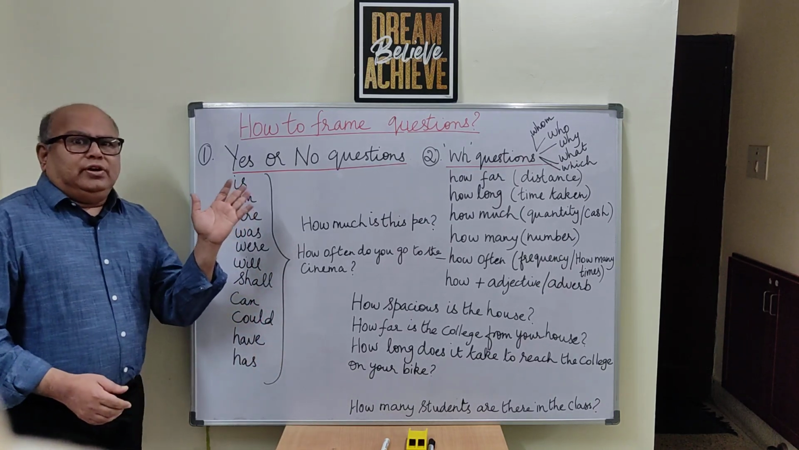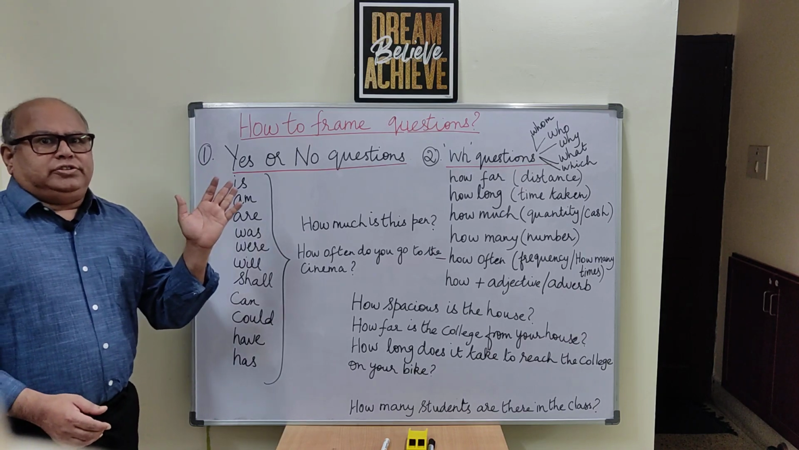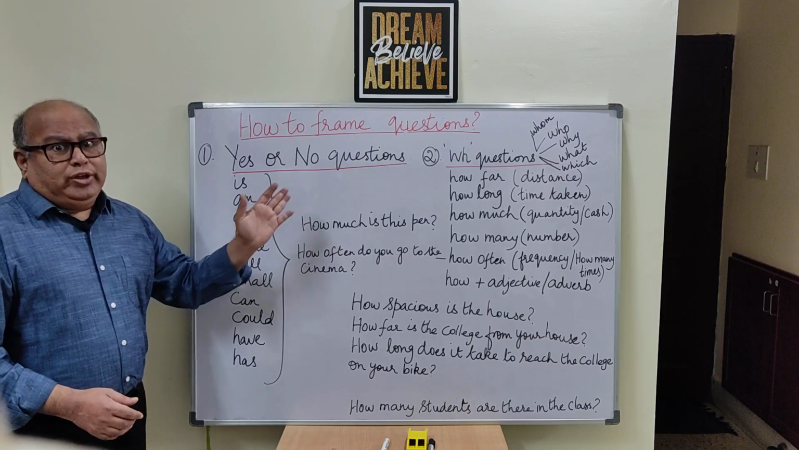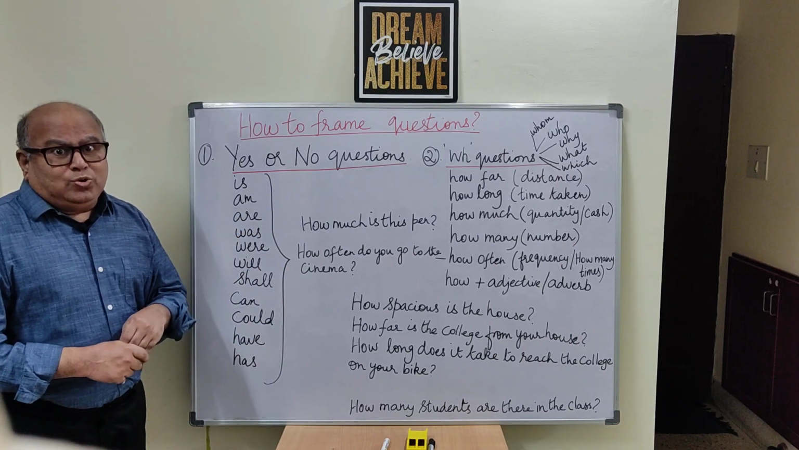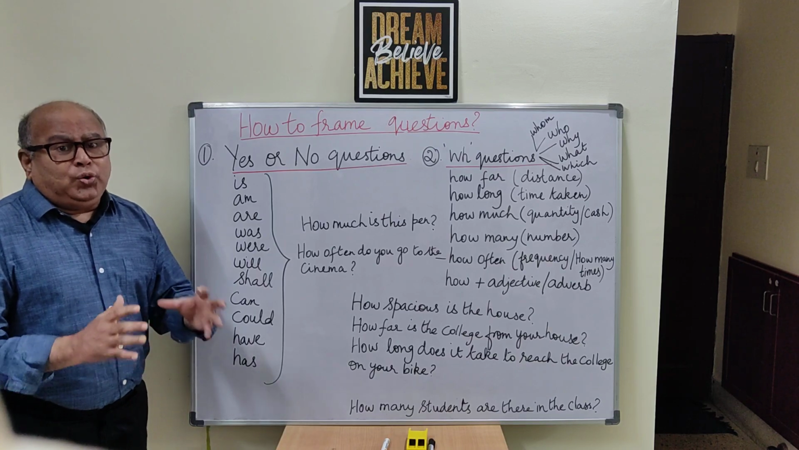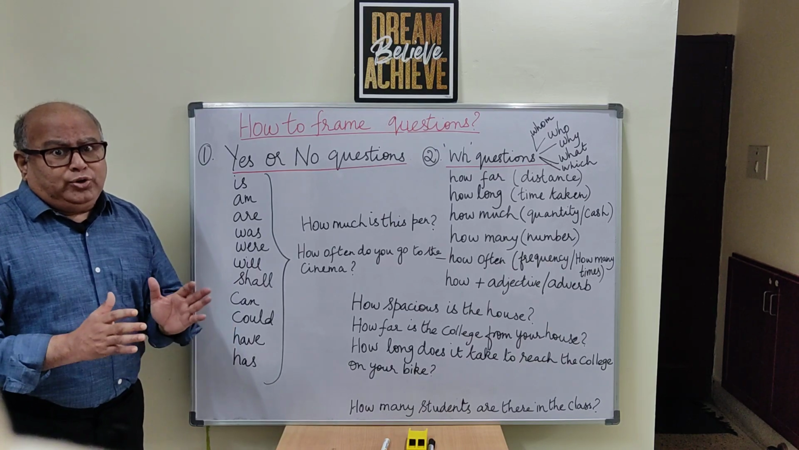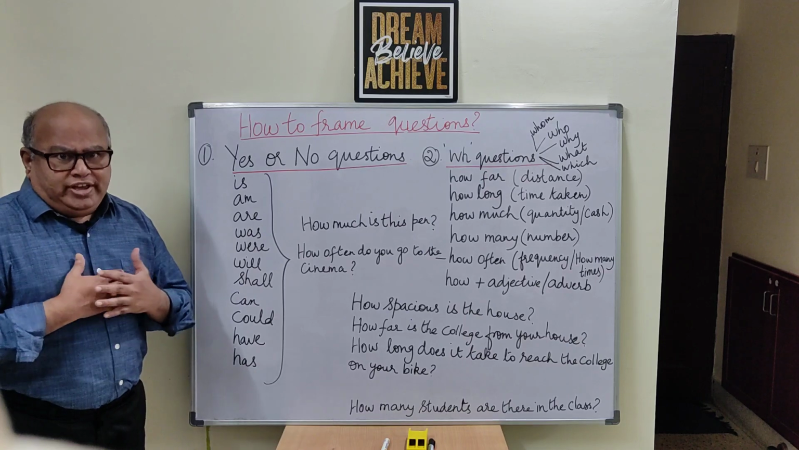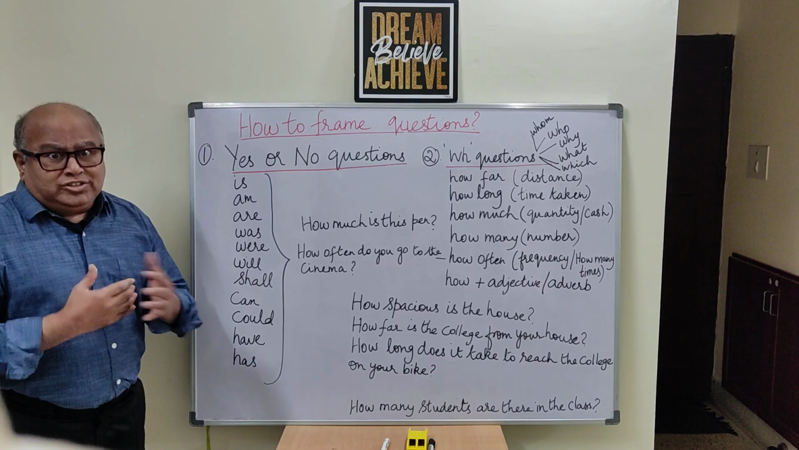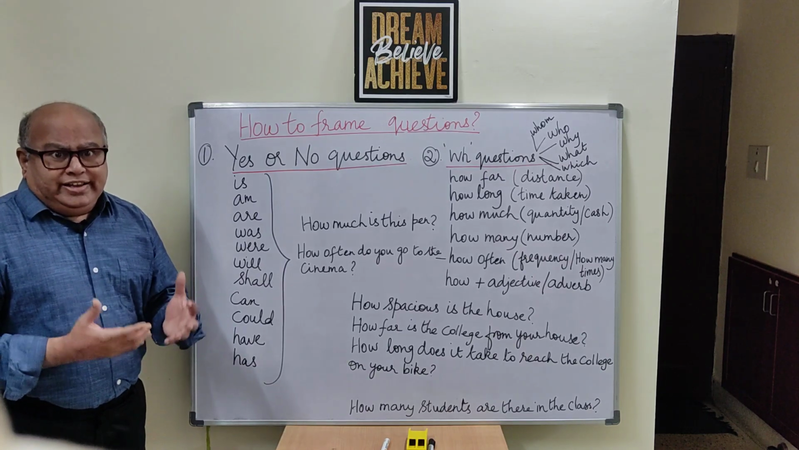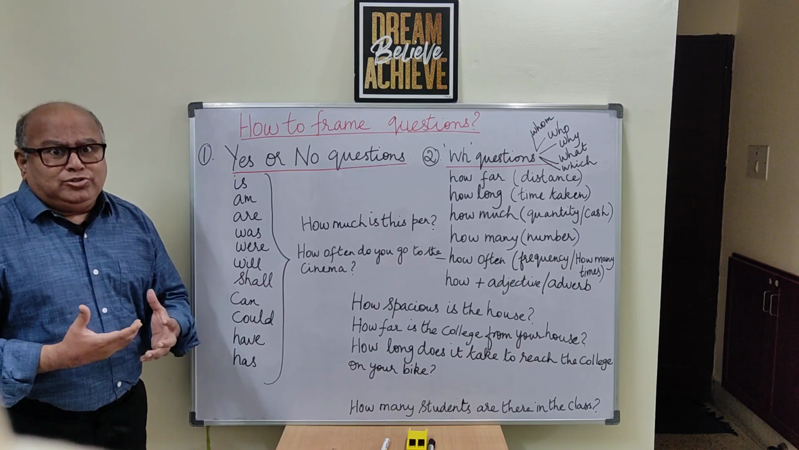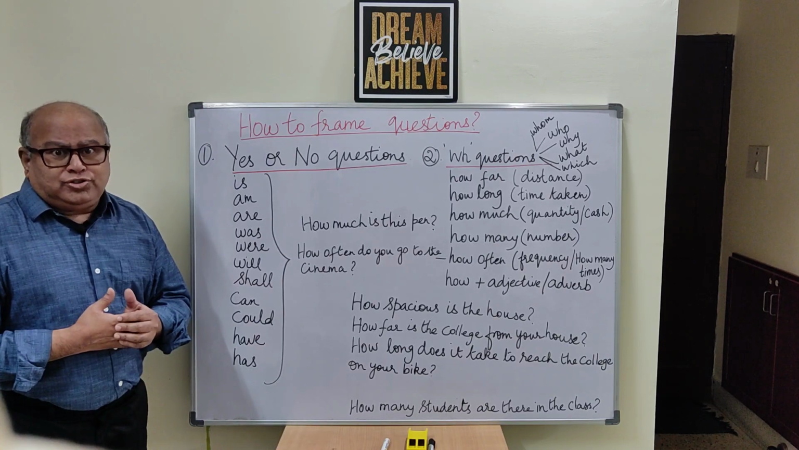Okay, now there are two different types of questions. One is yes or no questions. What do I mean by this? When certain questions are asked, the answer should be either yes or no. Did you go to Chennai yesterday? Yes, I did. No, I didn't. Was it a holiday yesterday? Yes, it was. No, it wasn't. Do you like mangoes? Yes, I do, of course.